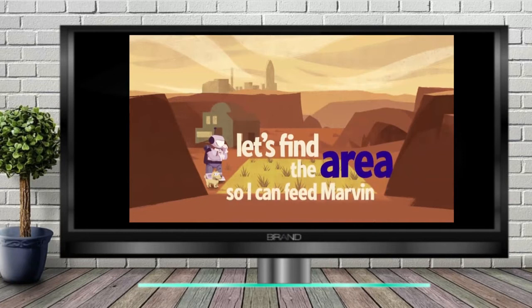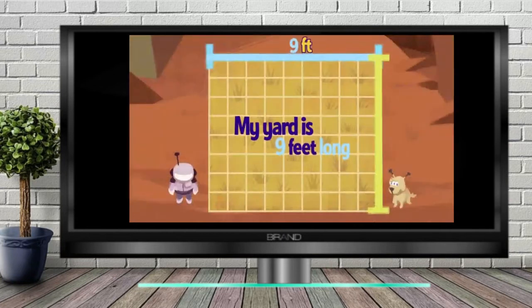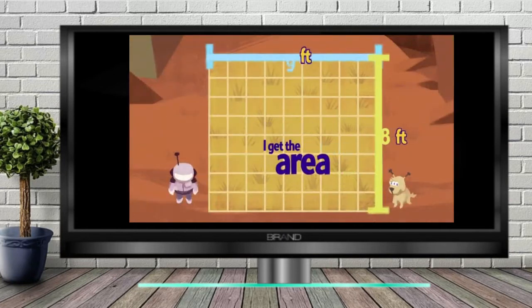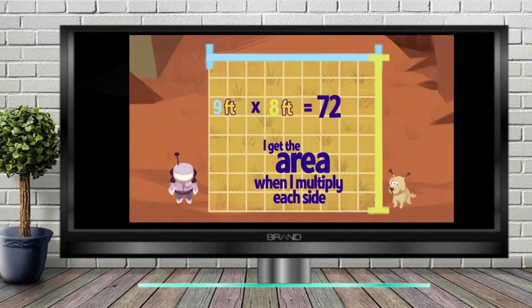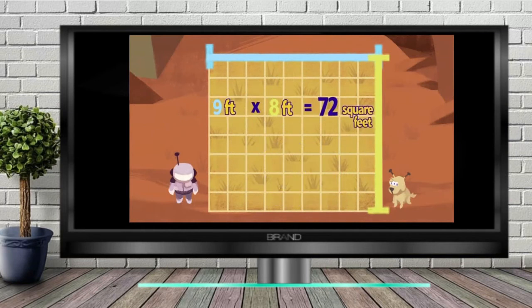Let's find the area so I can feed Marvin. My yard is 9 feet long by 8 feet wide. I get the area when I multiply each side. 9 times 8 is 72.